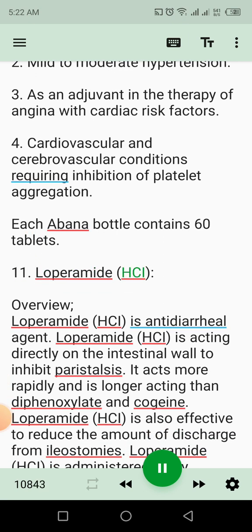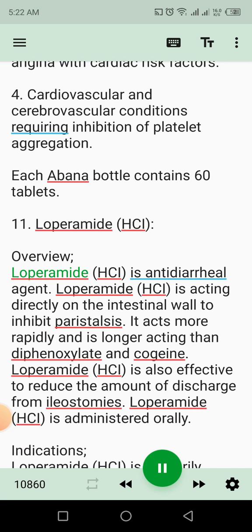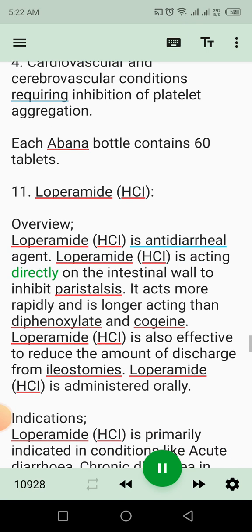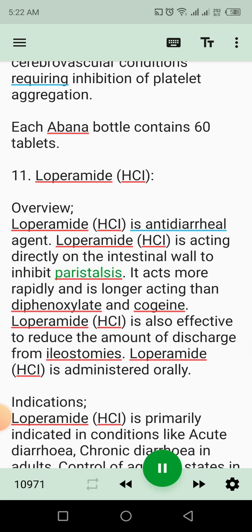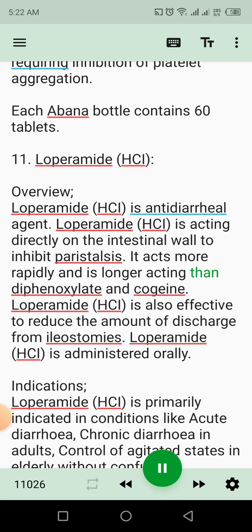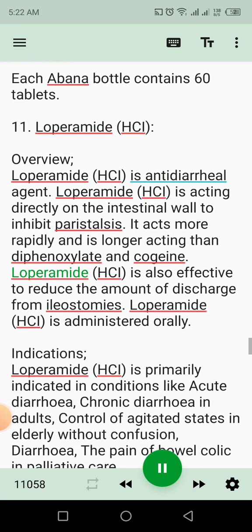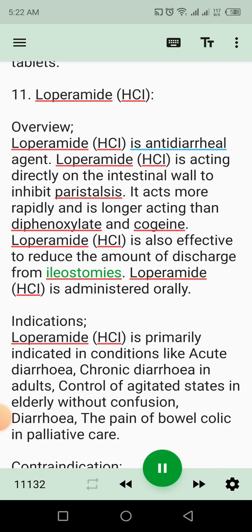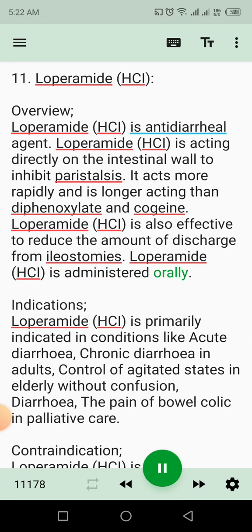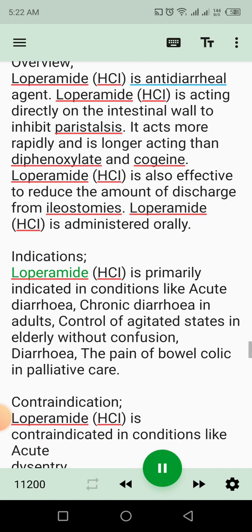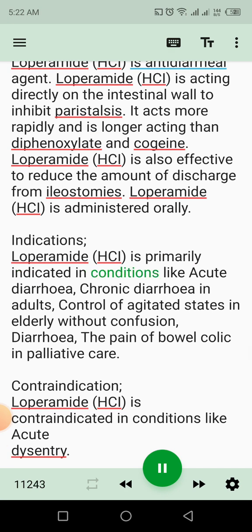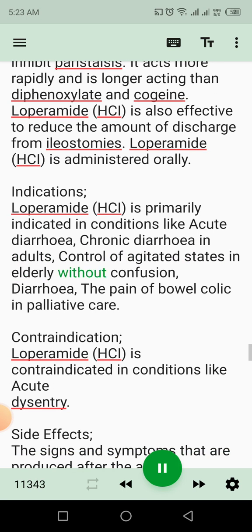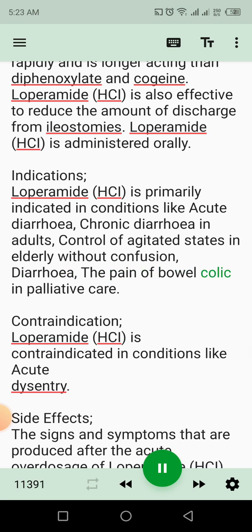11. Loperamide HCl. Overview. Loperamide HCl is an antidiarrheal agent. Loperamide HCl acts directly on the intestinal wall to inhibit peristalsis. It acts more rapidly and is longer acting than diphenoxylate and codeine. Loperamide HCl is also effective to reduce the amount of discharge from ileostomies. Loperamide HCl is administered orally. Indications. Loperamide HCl is primarily indicated in conditions like acute diarrhea, chronic diarrhea in adults, control of agitated states in elderly without confusion, diarrhea, the pain of bowel colic in palliative care.